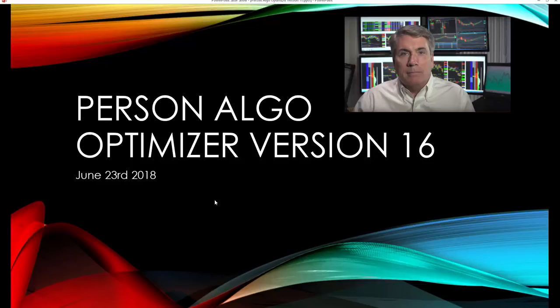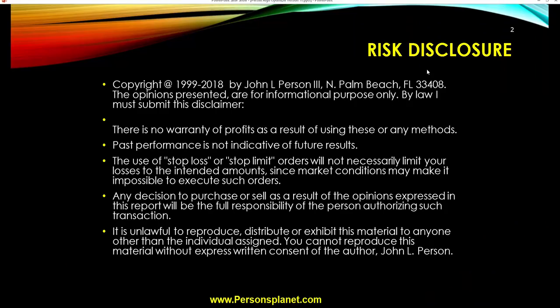Before we get into that though, if you could just take a quick second to read the risk disclosure statement. I think it's important that we all understand that trading does involve a risk of loss and that past performance is not indicative of future results. The use of stops, and this is an important risk disclosure because it has a lot to do with one of the enhancements that we've done for the Person Algo Optimizer, just because of market conditions, namely gaps. If you have a risk stop or stop limit order, they don't necessarily limit your loss or get you into a trade. Stops cannot just be used for losses, but they can also be used for order entry, right?